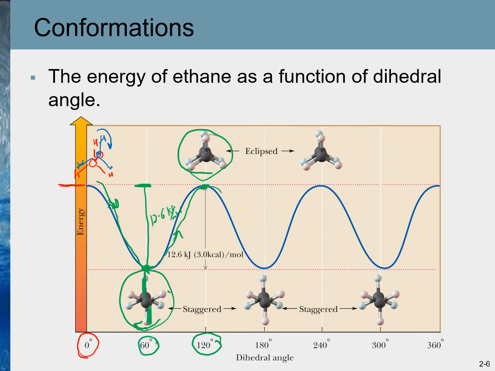Further rotation will bring the molecule back to staggered. That will happen at 180 degrees, and then this process will continue, and we can draw this energy diagram up to an infinite number of degrees of rotation, but we will stop at 360 degrees.